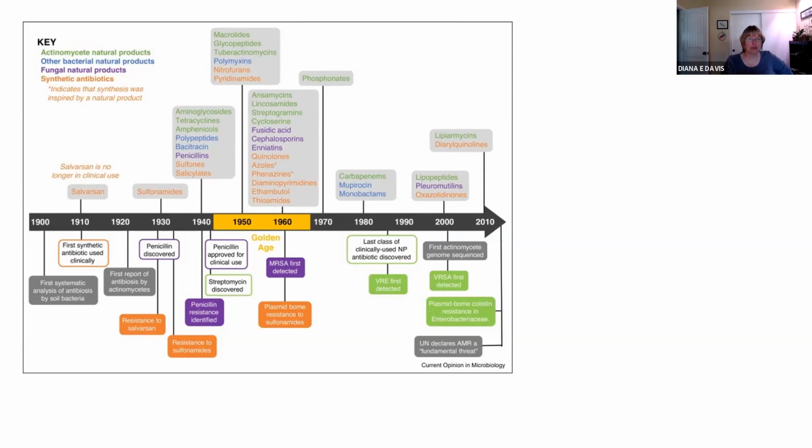Penicillin was really the first successful antibiotic. Where's my arrow? And that was right here at 1928. Remember, it wasn't used until 1947. So what we have is this time period where we're slowly making progress, slowly developing and discovering new medications, starting to see resistance showing up pretty quickly.